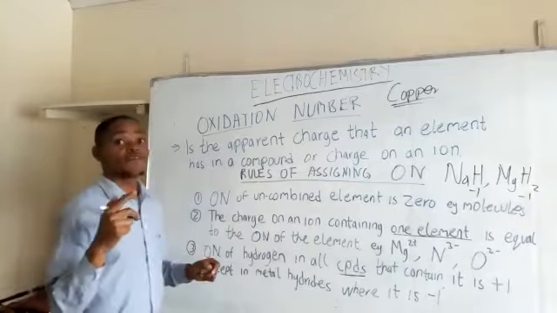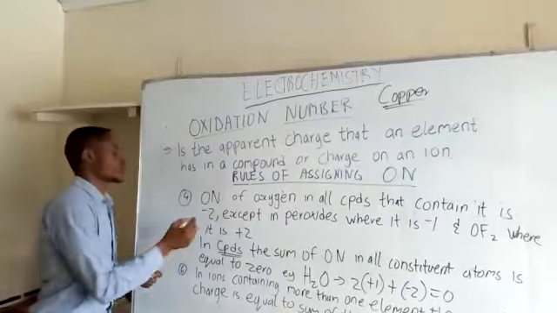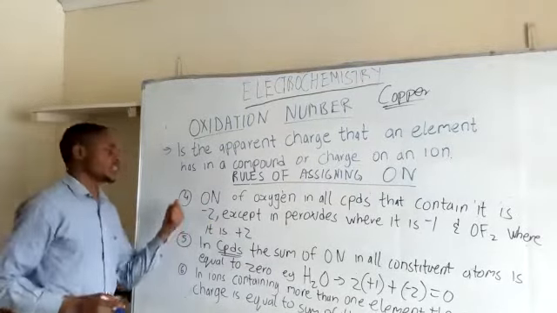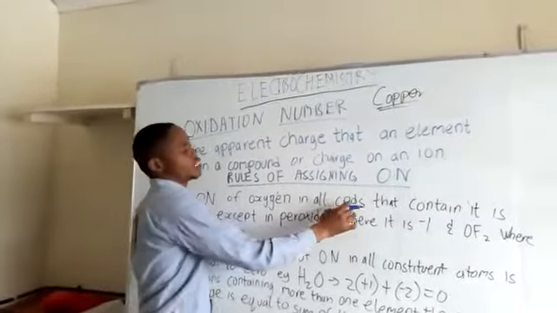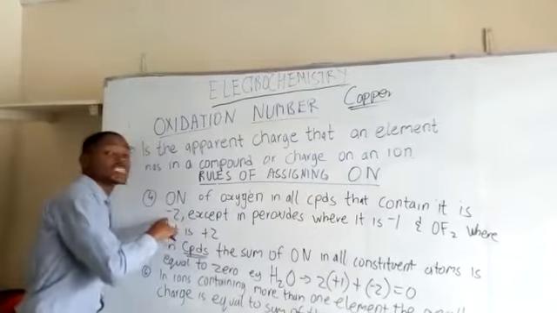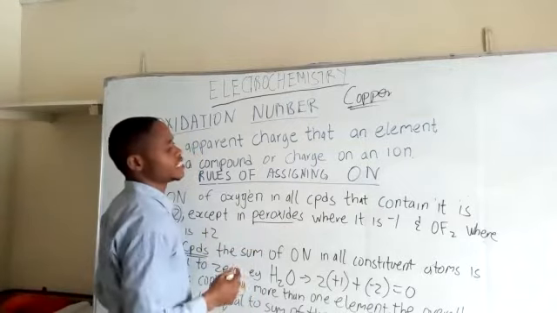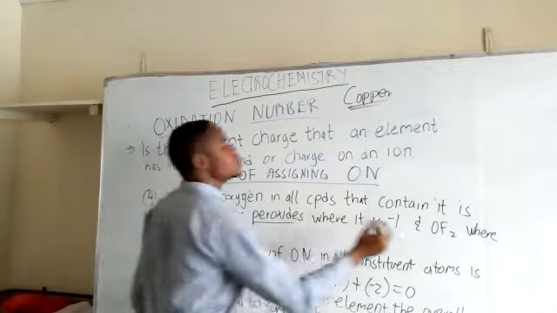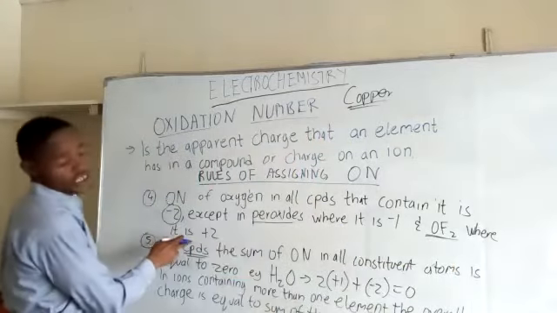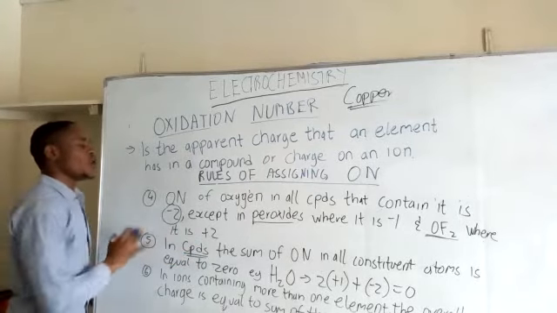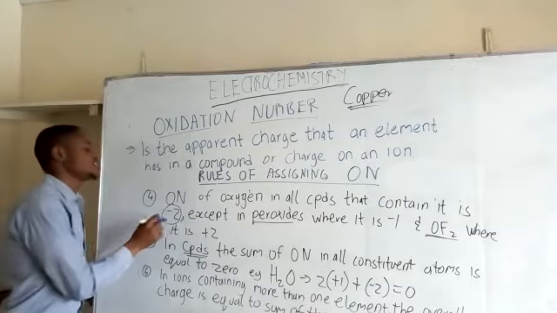So the fourth rule: the oxidation number of oxygen in all compounds that contain it is always -2. Note that, except in peroxides where it is -1, and also in oxide fluoride where it has an oxidation number of +2. So all compounds that have oxygen, the oxidation number of that oxygen is always -2.